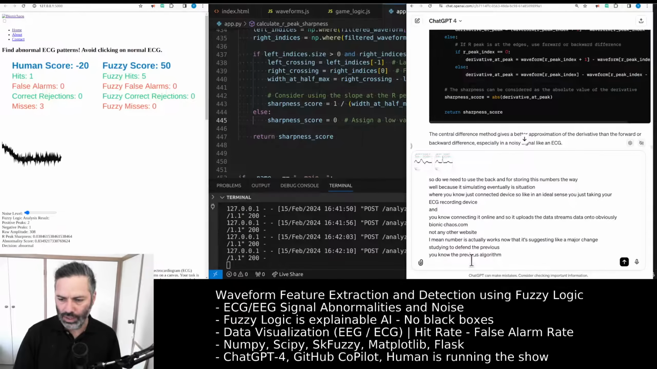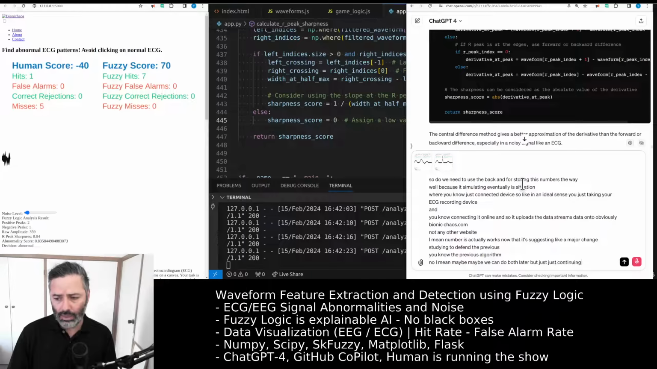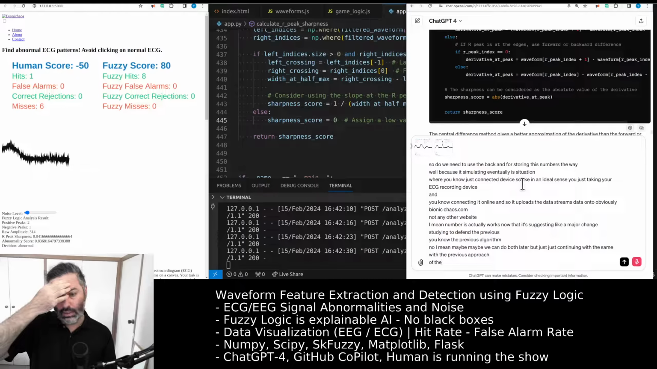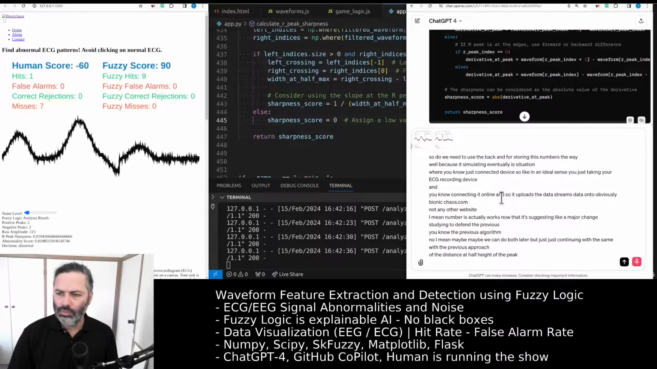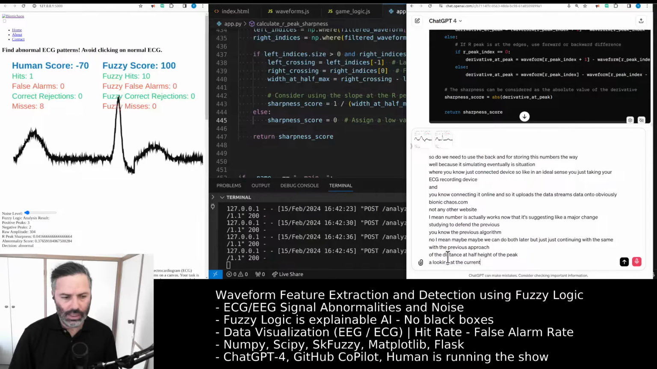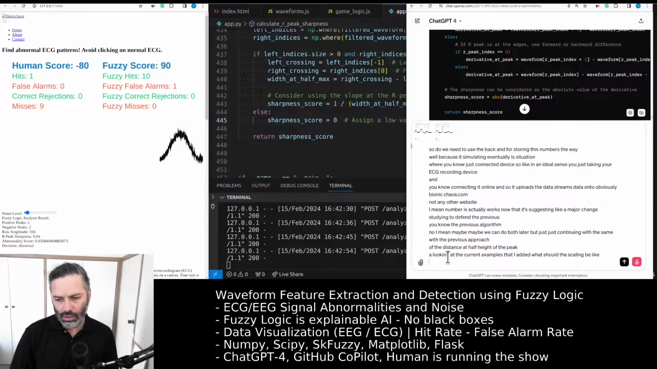Anyway, those two should be enough. No, I mean, maybe we can do both later, but just continuing with the same approach as before, the distance at the half height of the peak. Looking at the current examples that I added, what should the scaling be like? Yep.